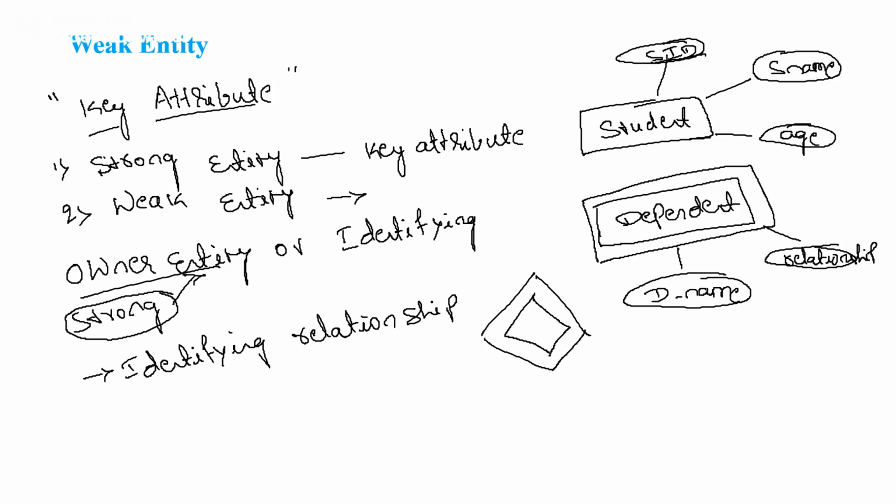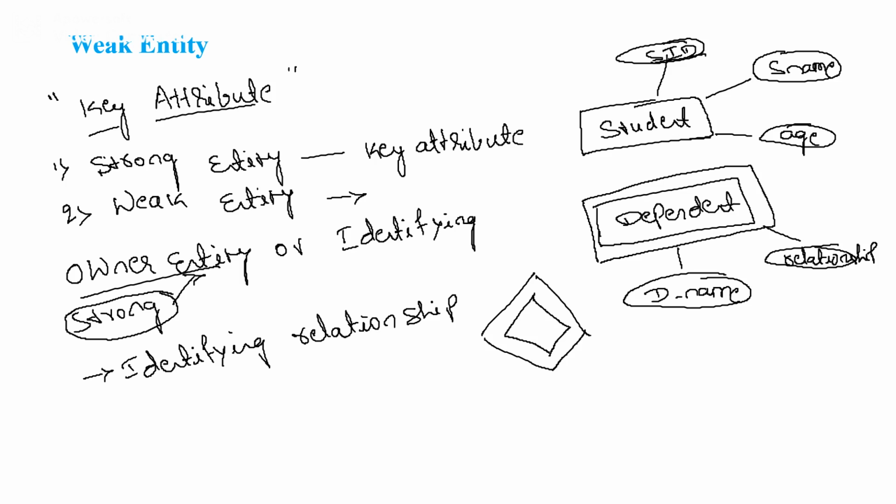This is an example for the weak entity, which has a dependent name and a dependent relationship, the two attributes, where it does not include any key attribute. But student is one more example for the strong entity type. So this entity has a SID, S name and age, where SID is the primary key of this student entity type. Therefore, that is an example for the strong entity.